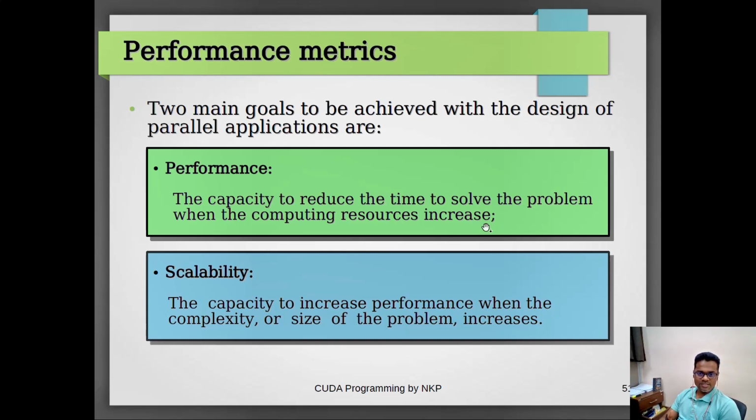In case of this increasing problem size, we check whether your parallel solution is giving the same performance or it is reducing. If it is reducing with an increasing number of resources or input size, then we can say that it is poorly scalable. And if the performance is increasing with input size, then obviously we can say it is well scalable. So these are the main goals we have to achieve.